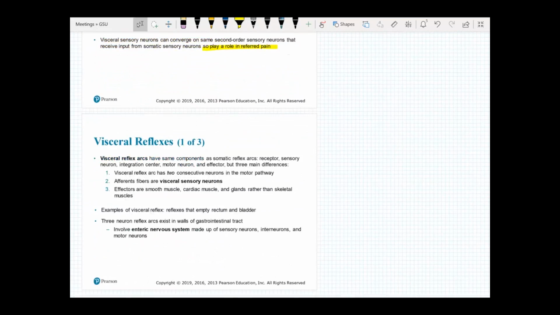So there's something called a visceral reflex with these organs. A visceral reflex is very similar to the skeletal muscle reflexes that we talked about in previous chapters. So they're going to have the same 5 components as the somatic reflex. They're going to have a receptor, integration center, motor neuron, and effector. So they will have the exact same 5 components, but there are 3 main differences.